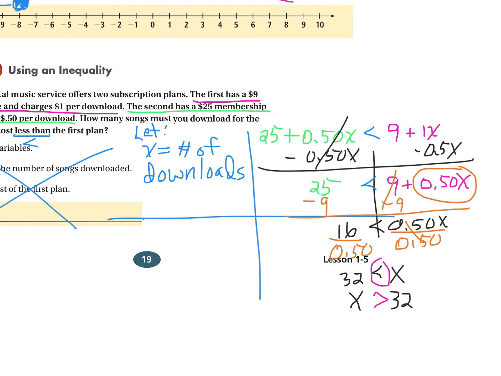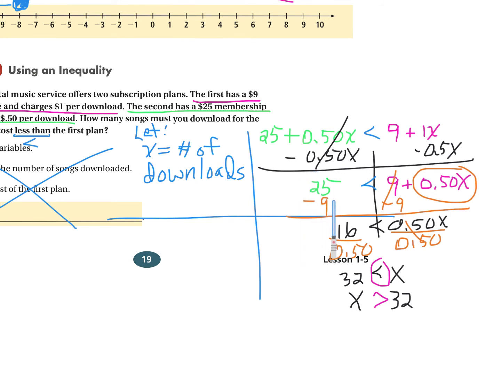So what that means is the second plan will be less than the first plan as long as you download greater than 32. I touched the wrong thing, so sorry, it kind of messed up a little bit. So if I download more than 32 songs, the second plan is actually going to be better. If you don't believe me, plug in some values.